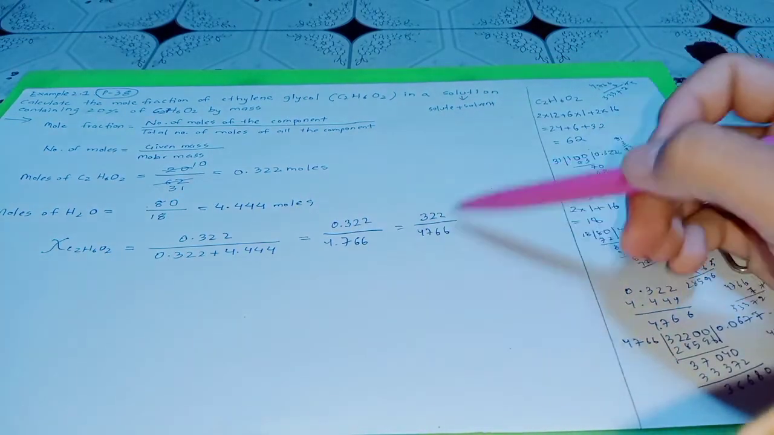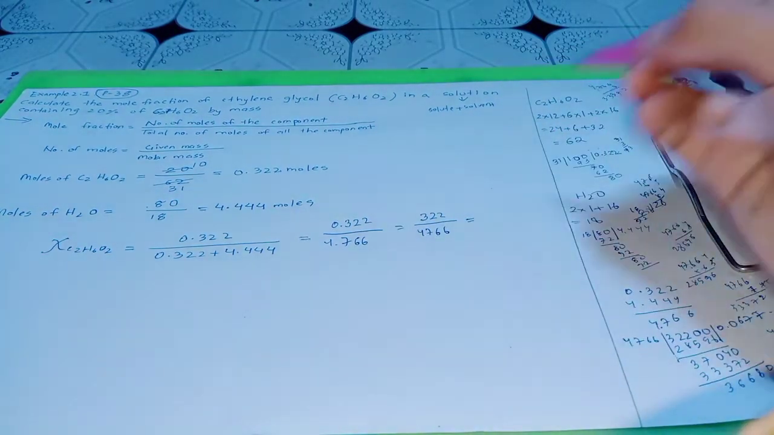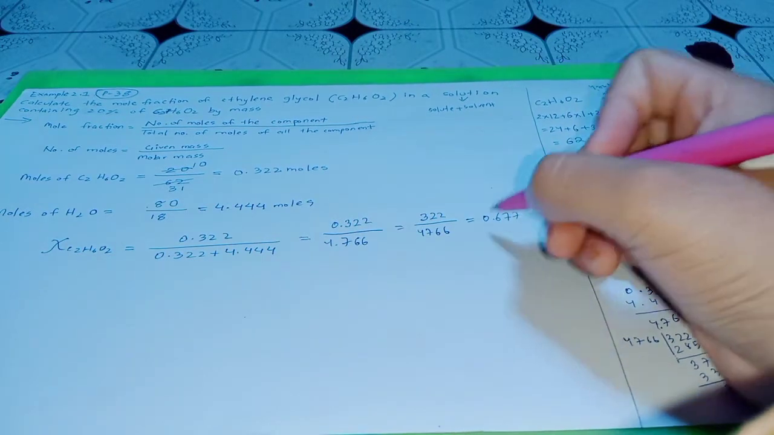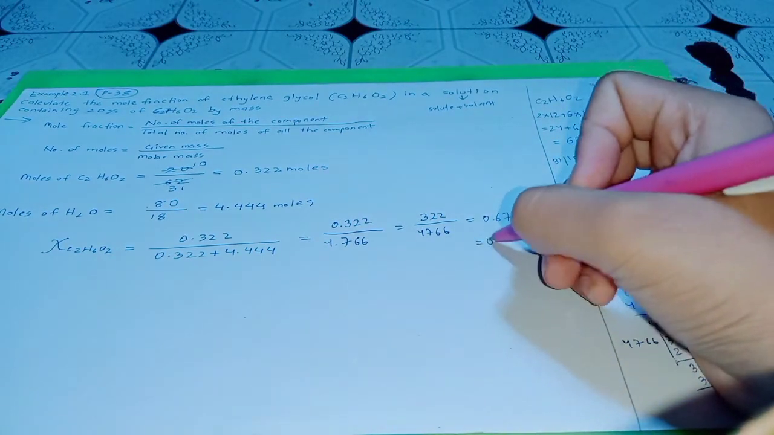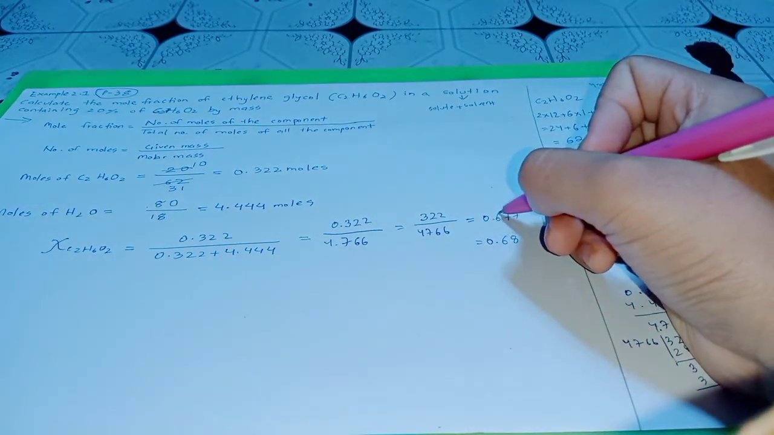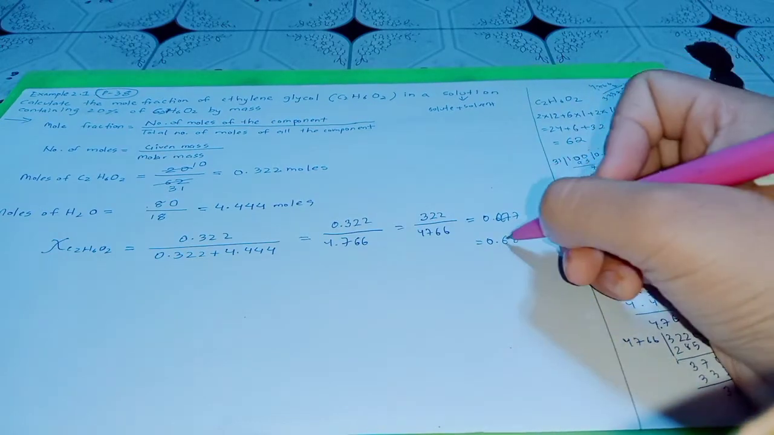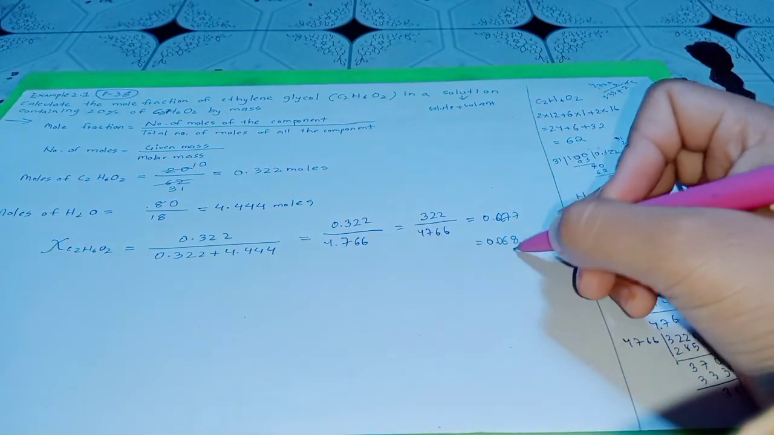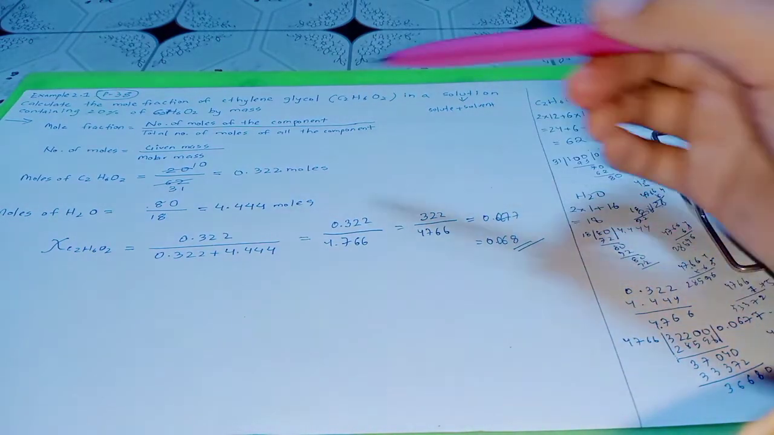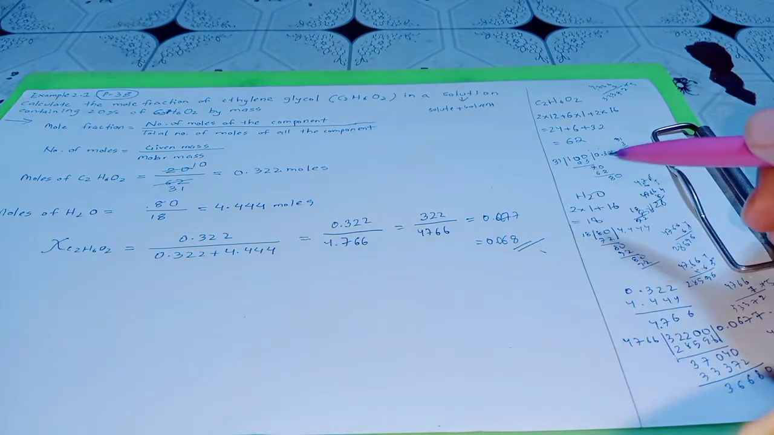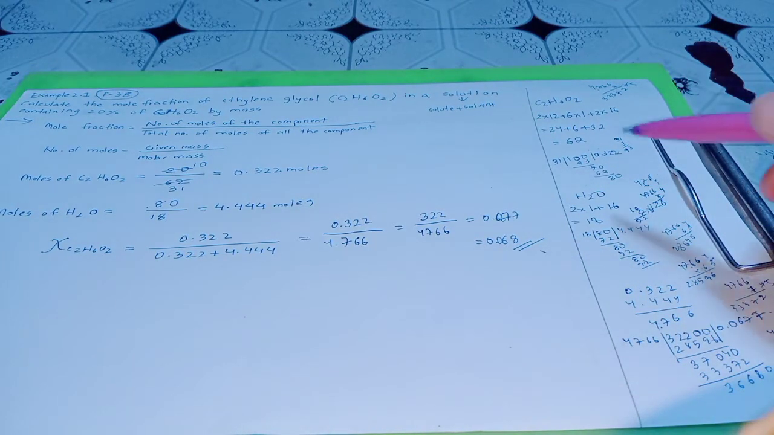If you divide these two, you will get something like 0.0677, which you can also write as 0.068. This will be the mole fraction of ethylene glycol. Why don't we put any unit? Mole fraction will not have any unit because it's a fraction.